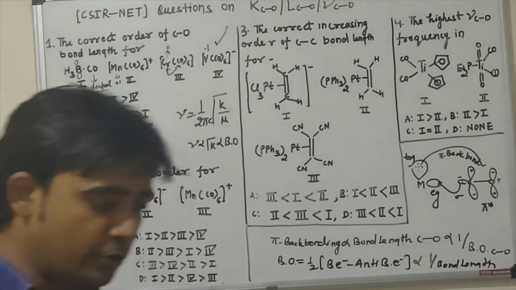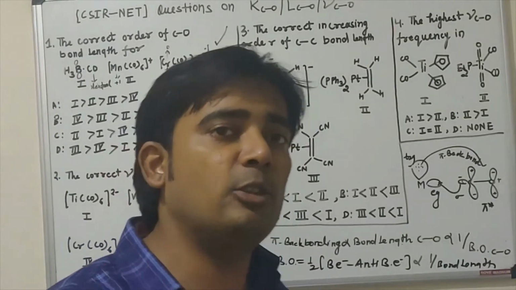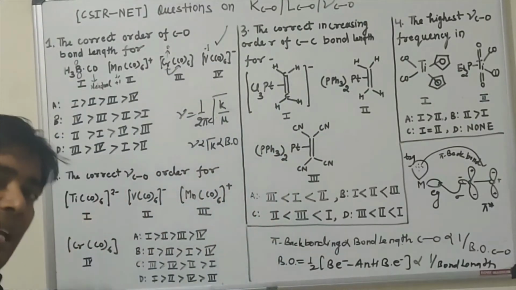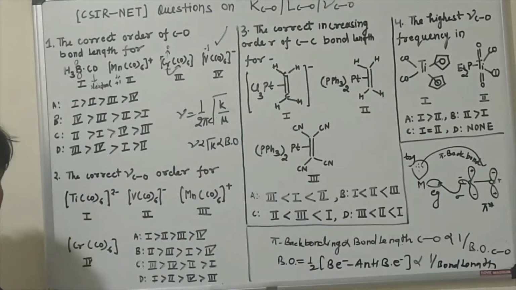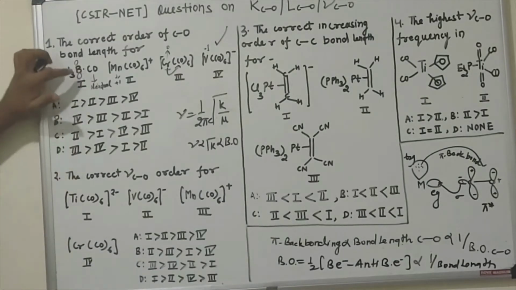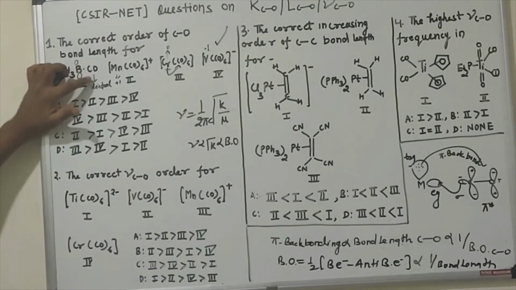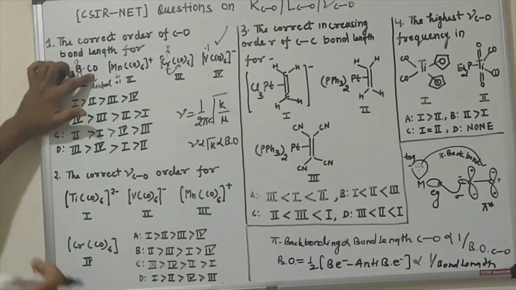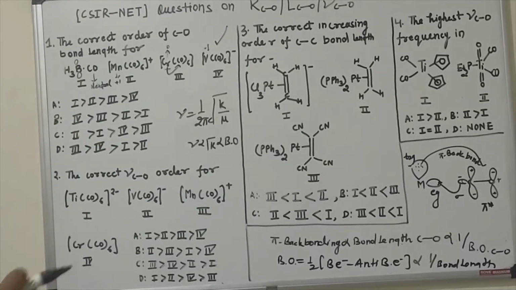Boron is an electron deficient element, so it cannot participate in pi back bonding because there is no electron density. It looks like a free carbonyl, so there is no pi back bonding. Now we are going to design the order.